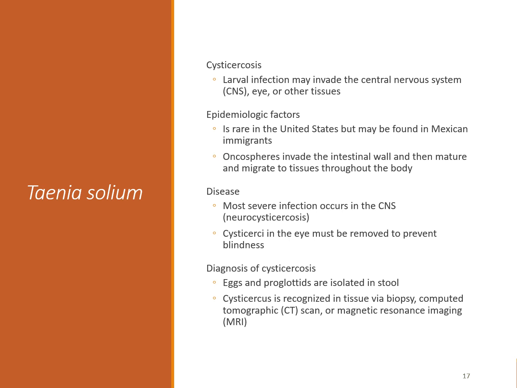And once that organism has invaded the intestinal wall, then it can mature and migrate through the tissue throughout the body. And so the most severe form of this infection would be when it happens within the central nervous system. And then if it does reach the eye, then the organism would have to be removed in order to prevent any sort of blindness that can happen. And so again, you're looking for those eggs to identify this organism, or you could need something like tissue biopsy or CT to help identify it within the soft tissues.